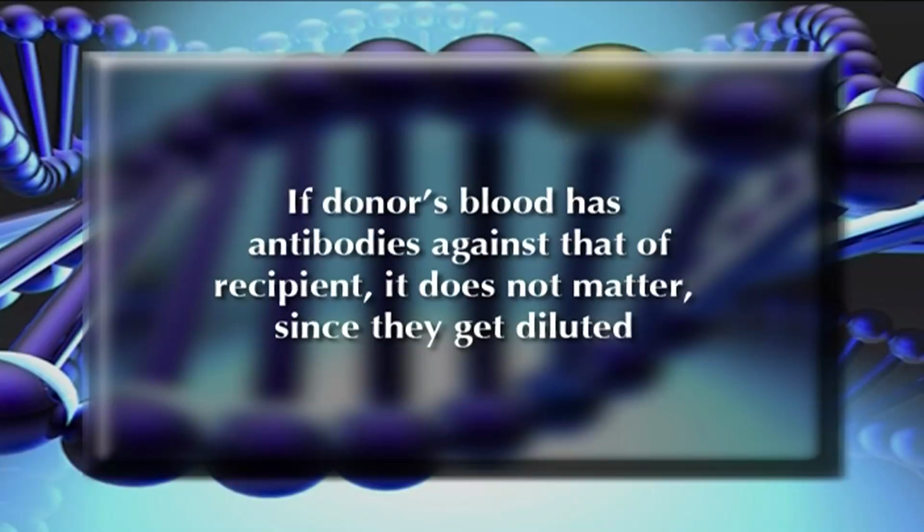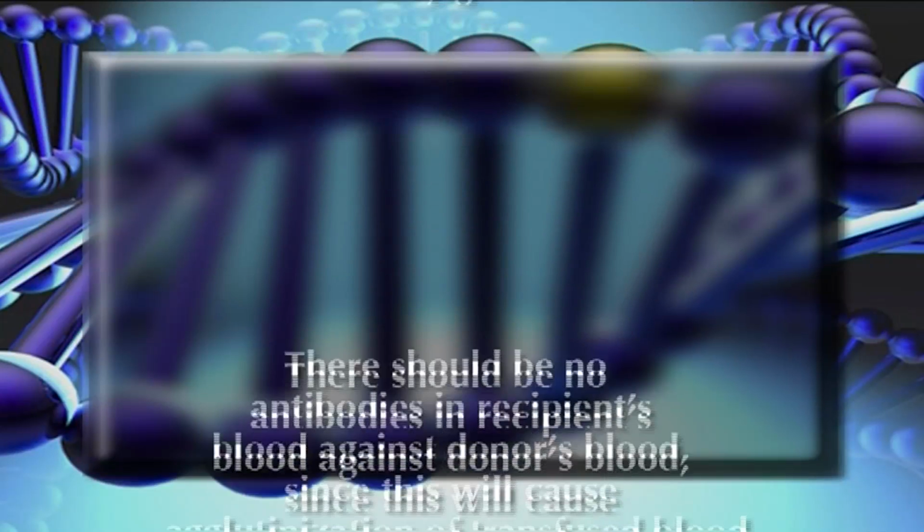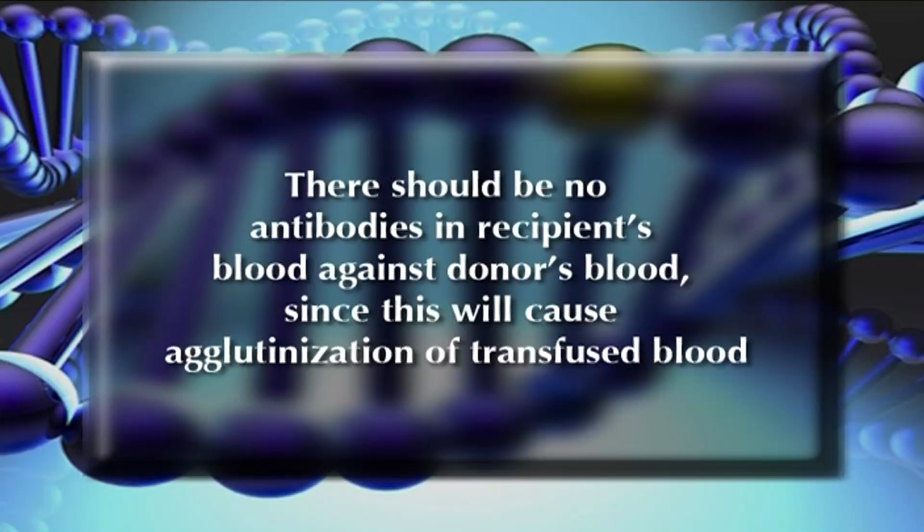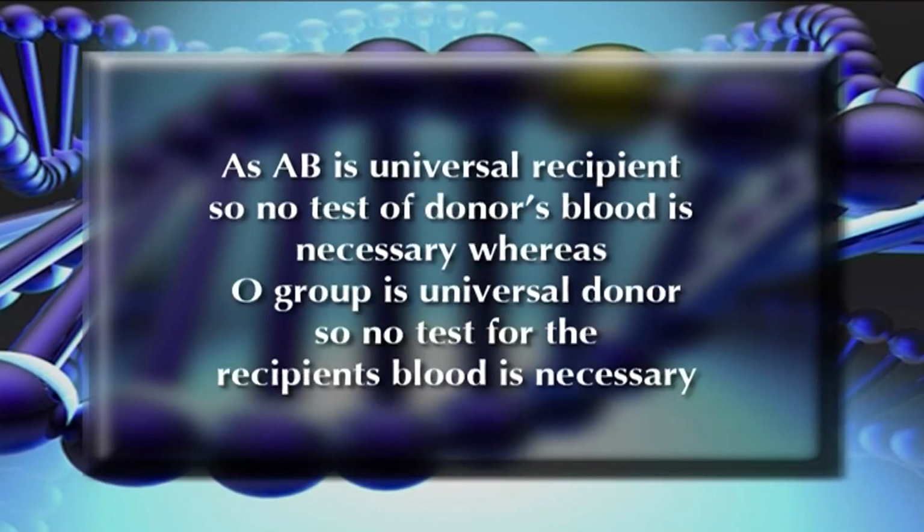If the donor's blood has antibodies against the recipient, it does not matter since they get diluted. However, there should be no antibodies in the recipient's blood against the donor's blood, since this will cause agglutination of transfused blood. As AB is the universal recipient, no test of the donor's blood is necessary. Whereas O group is the universal donor, so no test for the recipient's blood is necessary.